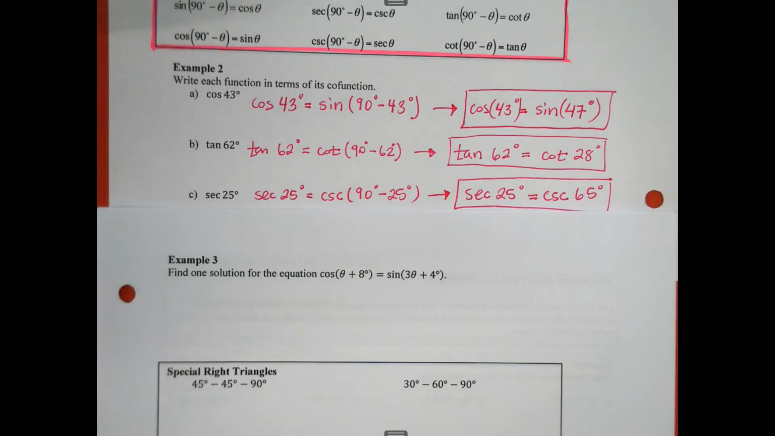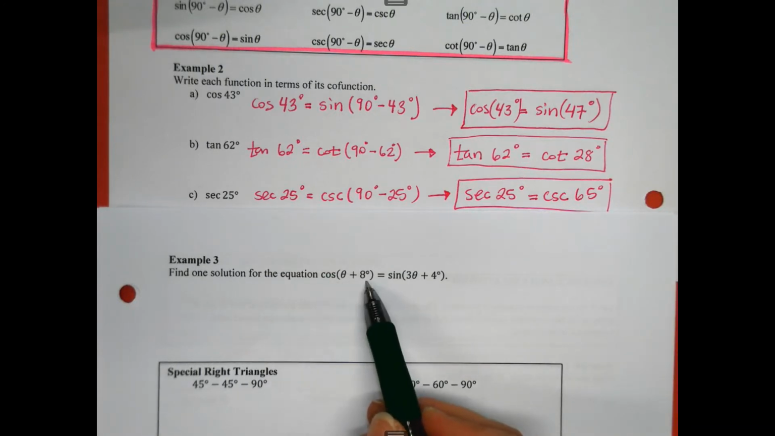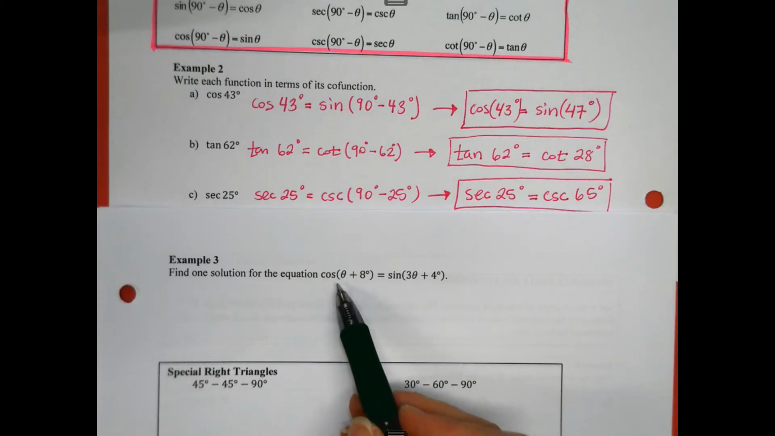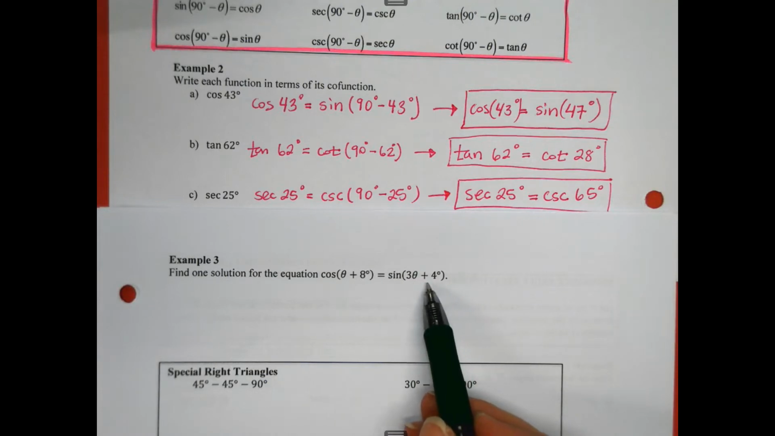Example number 3 also deals with cofunctions. It wants us to find one solution for this equation. The cosine of theta plus 8 is equal to the sine of 3 theta plus 4. Since sine and cosine are cofunctions, we know that their angles have to add up to 90.